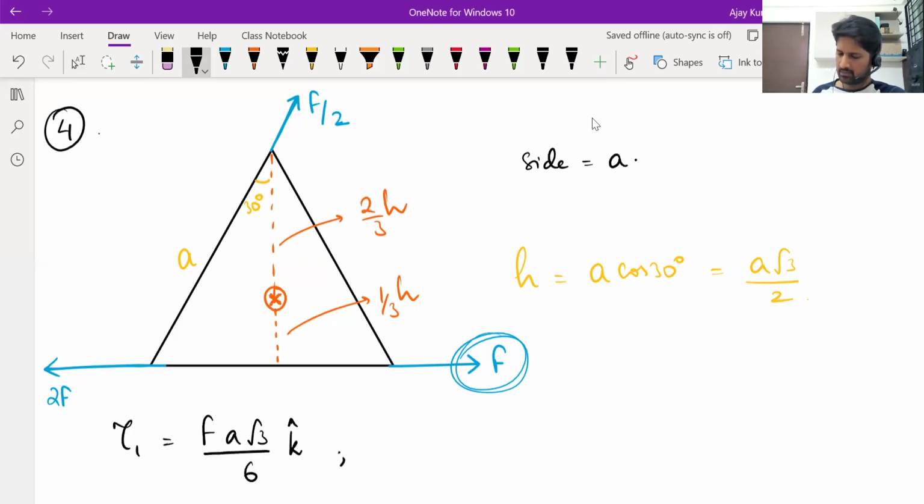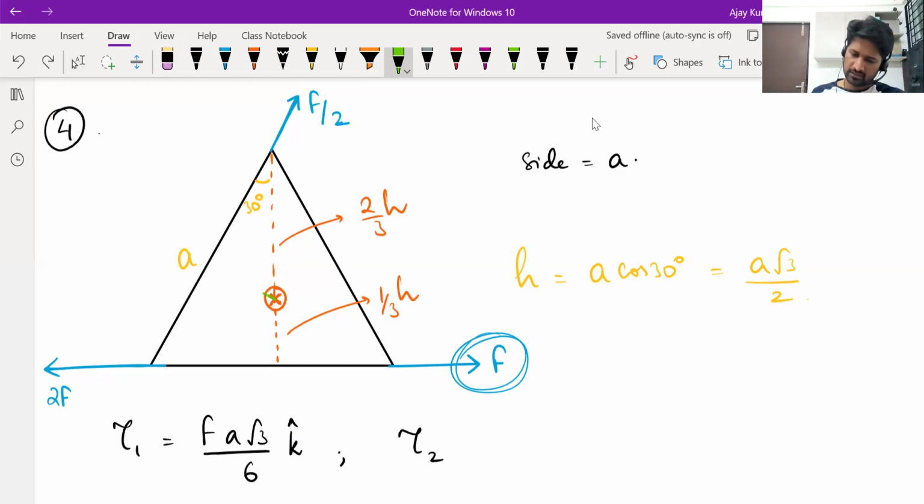Correct. Rishi, can you tell how much torque the other force F by 2 produces? Second force. So F a root 3 by 4. How did you get F a root 3 by 4? I got the force is F by 2, and then the length is a root 3 by 2. Which length is a root 3 by 2? A root 3 by 2 is this complete length. Why are you bothered about this complete length? Oh my God, my bad, sir.